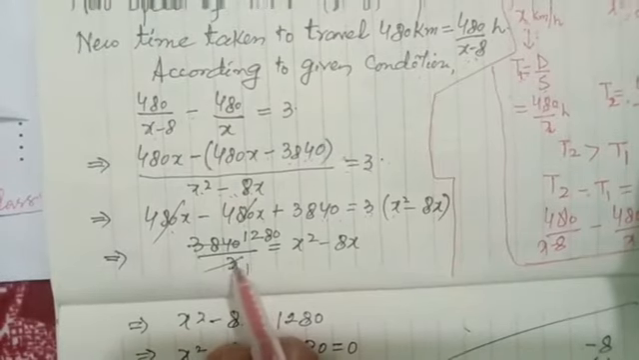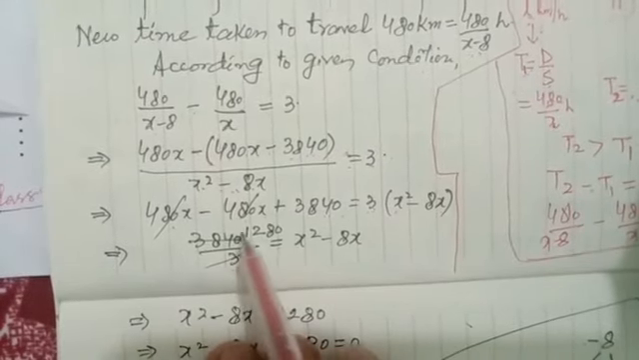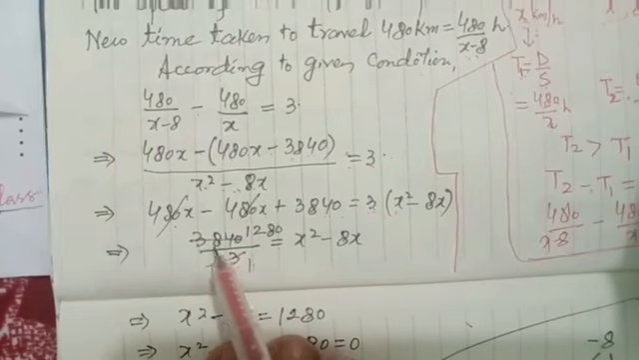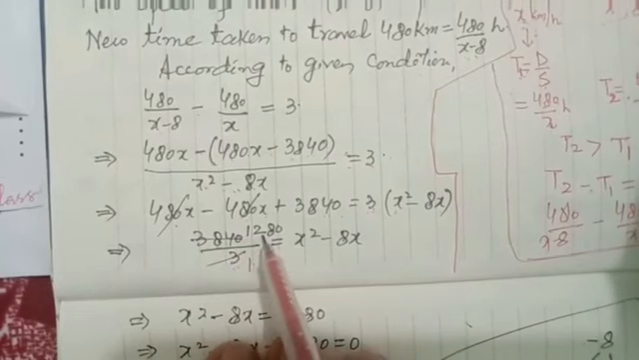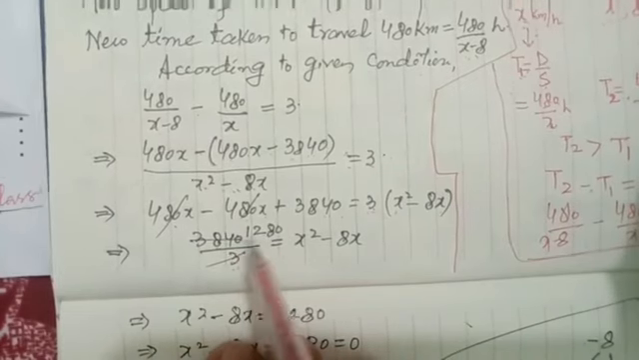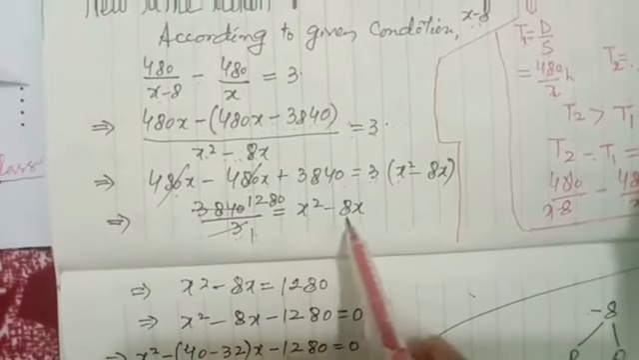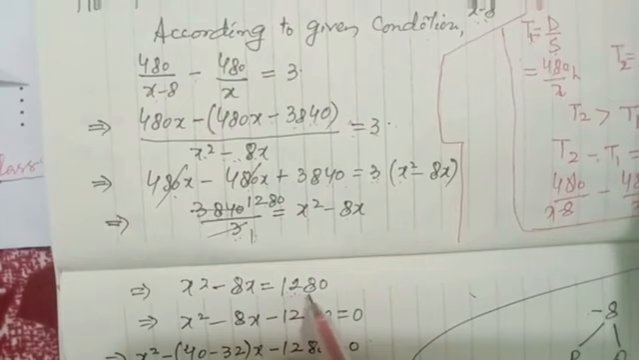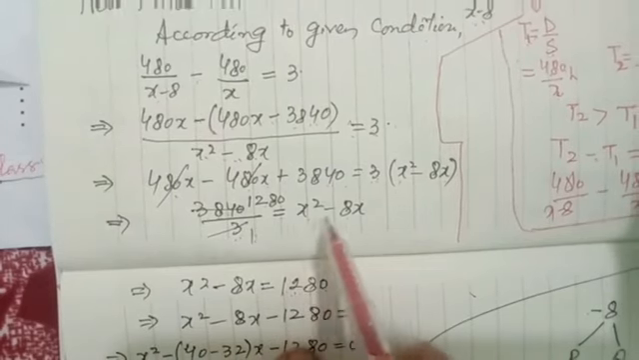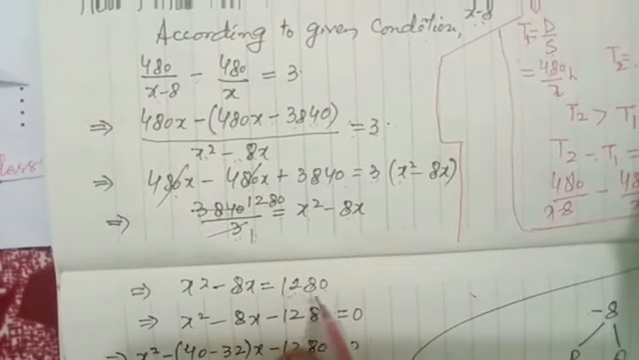Then doing cancellation, 3 1s are 3, 3 1s are 3, 3 2s are 6. Then here is 24, 3 8s are 24, and 0, 3 zeros are 0. So I will get here x square minus 8x is equal to 1280. X square minus 8x is equal to 1280.